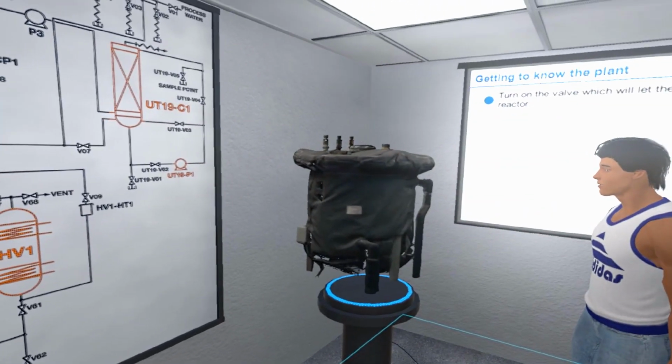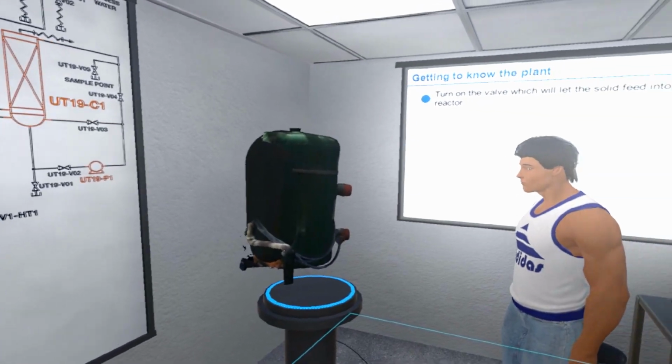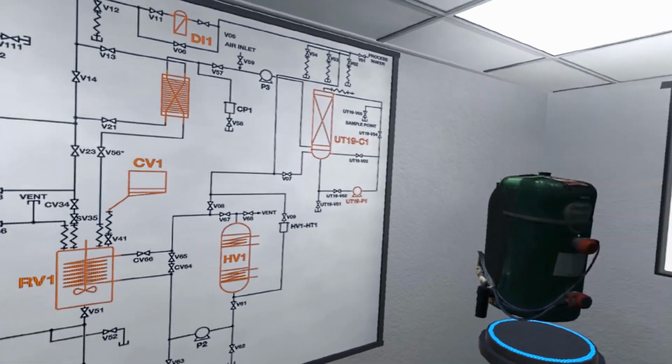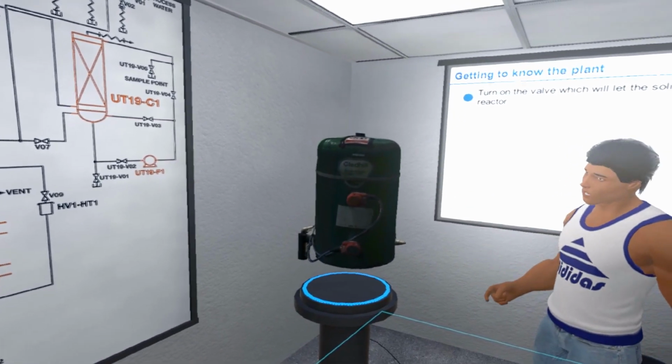This is the reactor vessel. RV1 has an internal heating coil. This is the heating vessel. It supplies heating water for the heating coil in the reactor. It is necessary for chemical reactions to take place.